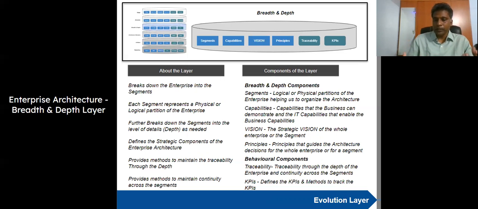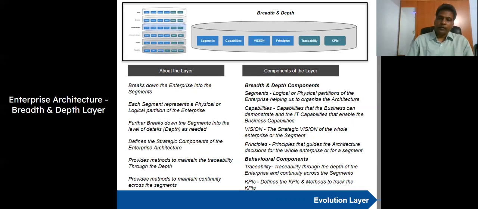So this layer gives us an opportunity to define and make decisions on how we want to break down the organization along the breadth and depth, right? So important components of this layer are segments, right? Whether logical or physical partitions of the business, however we want to organize the enterprise architecture, and the capabilities, right? The lower level, what business capabilities are we going to manage, right? And also, when we define the business capabilities, we need to have the corresponding IT capabilities that enable those business capabilities, right? Both have to be represented within the capabilities.